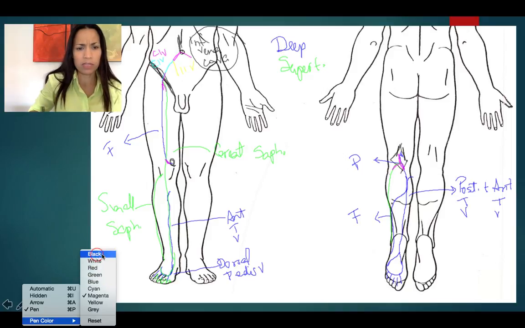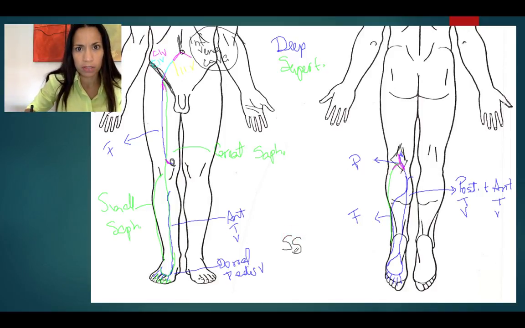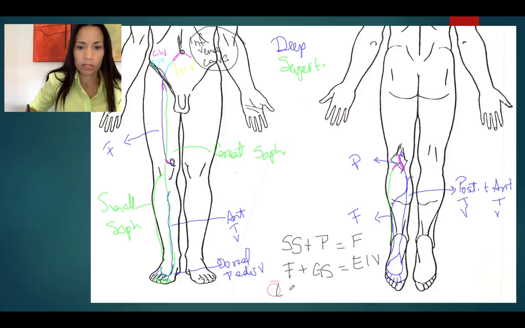iliac vein. Let's see if we can do something similar as what we did in the upper limb veins. So we have small saphenous, SS, plus the popliteal form the femoral. Okay, the femoral plus the great saphenous form the external iliac vein. The external iliac vein plus internal iliac vein form the common iliac vein.